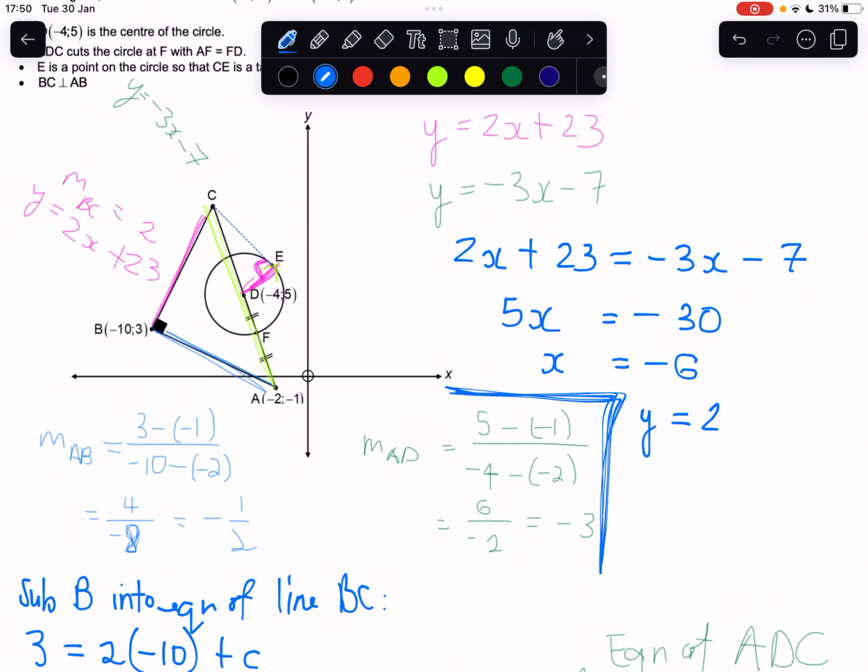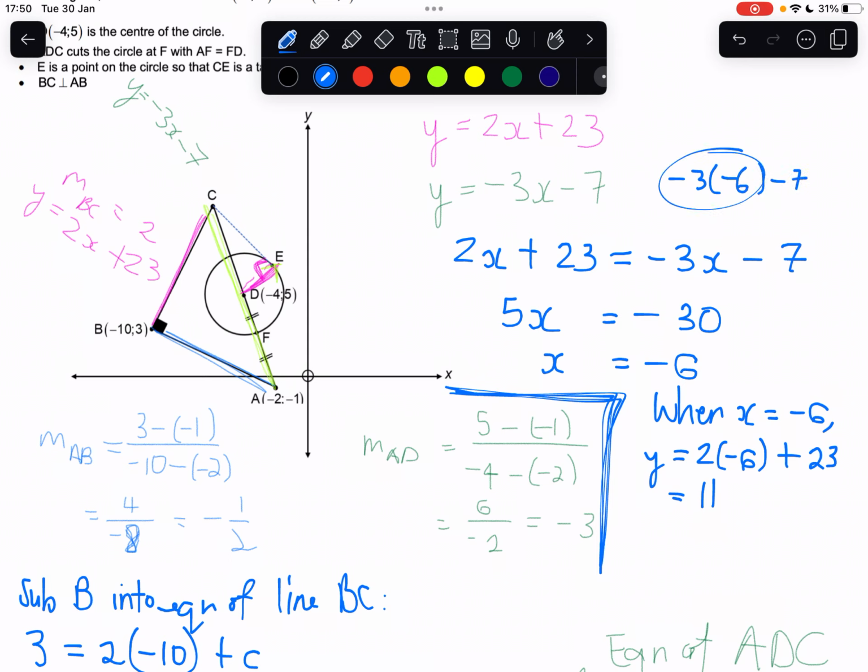So y is equal to, let's say what we're doing. When x is equal to negative 6, y is equal to 2 times negative 6 plus 23, which is negative 12 plus 23, which is 11. And if you double check in the other equation, if we put negative 6 in here, this ends up being positive 18 minus 7, which is also 11. Perfecto. So it is, in fact, the point of intersection between the two lines.